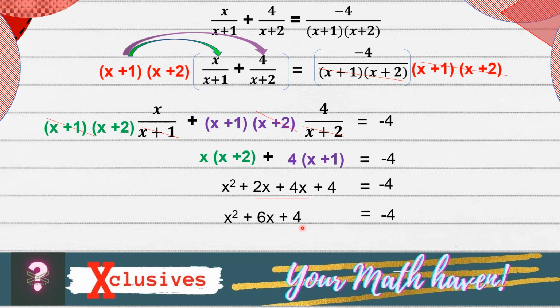Remember, in our standard form, our right side must be equal to 0. To make negative 4 be equal to 0, we are going to add both sides by 4. So negative 4 plus 4, that is 0. And we have x squared plus 6x. Next is 4 plus 4, the result is 8, is equal to 0. And this is now our standard form of our equation.